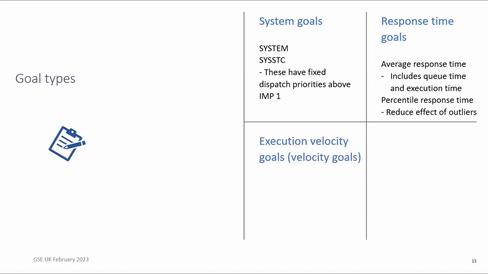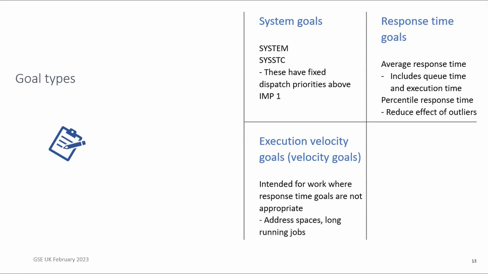Execution velocity goals, and I'll mostly just call those velocity goals, are intended for work where response time goals are not appropriate, either where they are address spaces or something like a long-running job, right? If I have a batch job that's going to run for 3 hours, I can't measure response time for a 3-hour job, right? And address spaces definitely don't behave like response time, right? I want my DB2 subsystem up for days, weeks, months. How do I measure response time for that? So that's where we get into velocity goals.